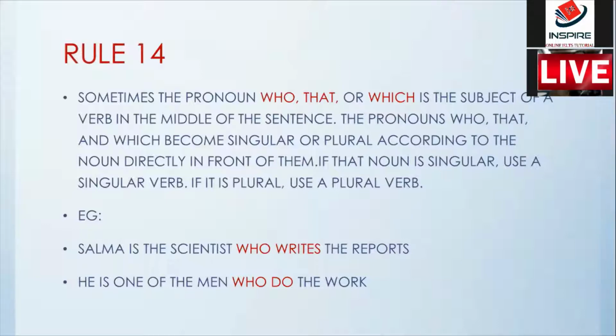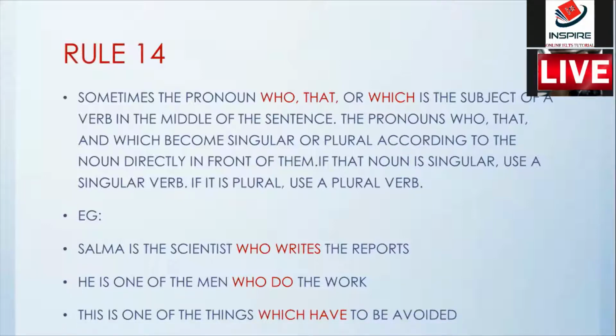ഓക്കെ, സോ who, that അല്ലെങ്കിൽ which, ഈ 3 കാര്യങ്ങൾക്ക് തൊട്ടു മുന്നേ എന്താണെന്ന് നോക്കിയിട്ട് വേണം നമ്മൾ വേർബ് എഴുതാൻ. ഓക്കെ, is it clear? So that is another example. This is one of the things which have to be avoided. Okay, things എന്ന് പറയുന്നത് പ്ലൂറൽ ആയതുകൊണ്ടാണ് അവിടെ പ്ലൂറൽ വേർബായ have വന്നത്. Okay, that is what rule 14 is about.